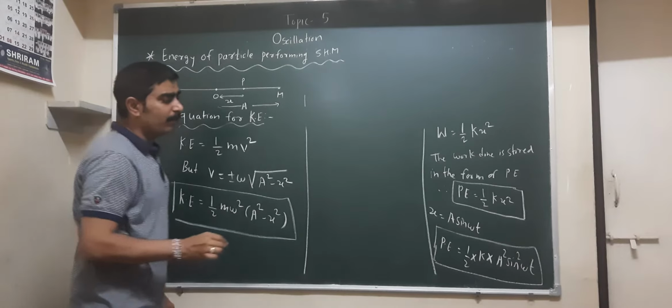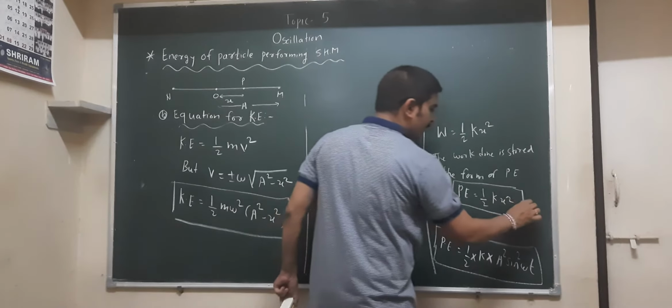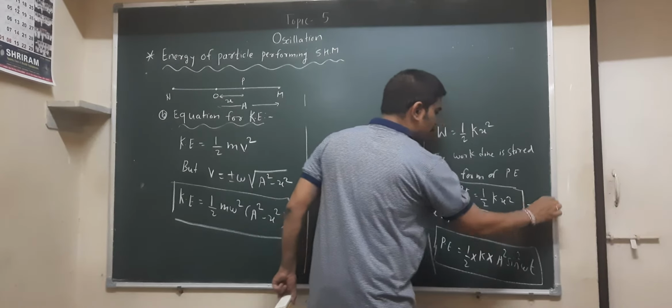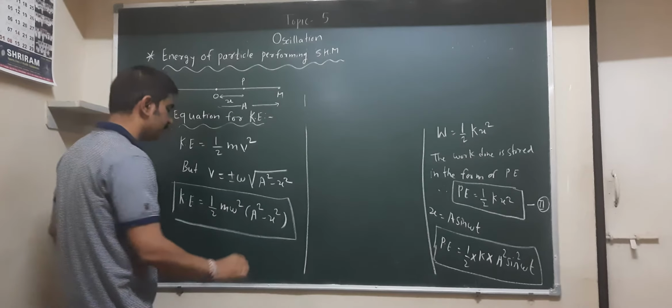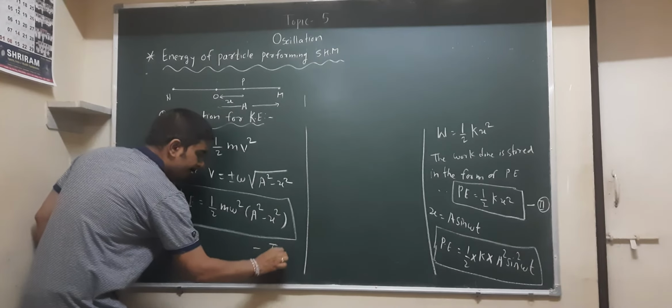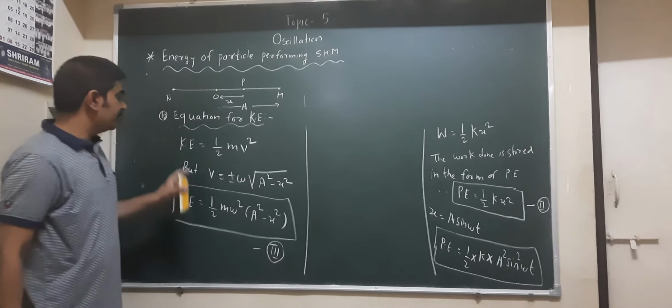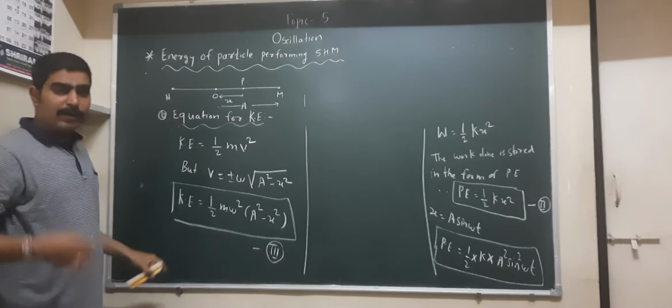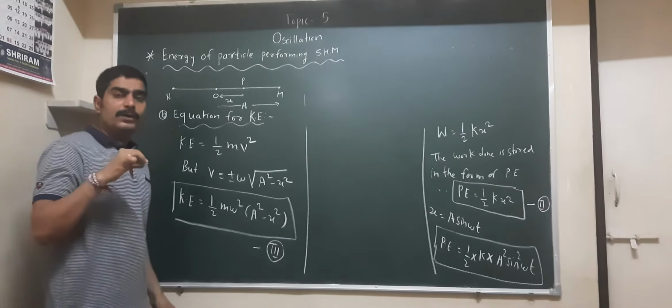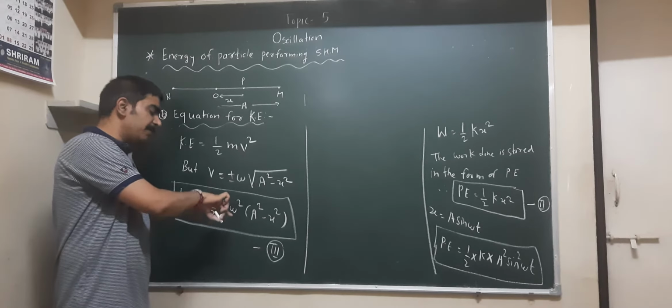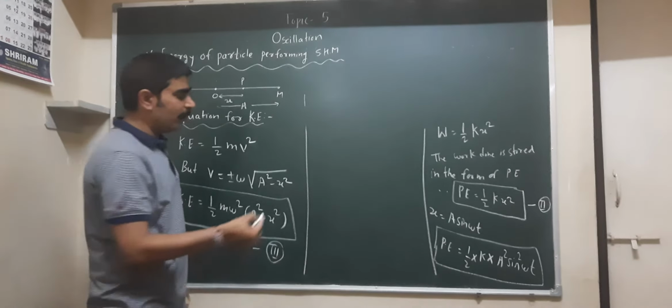Friends, we have derived the formula for the potential energy, half kx square. I am considering this as equation number 2 and this as equation number 3. So this is the formula for the kinetic energy. Friends, in your textbook, the formula can be modified in a different format. So what is that formula?